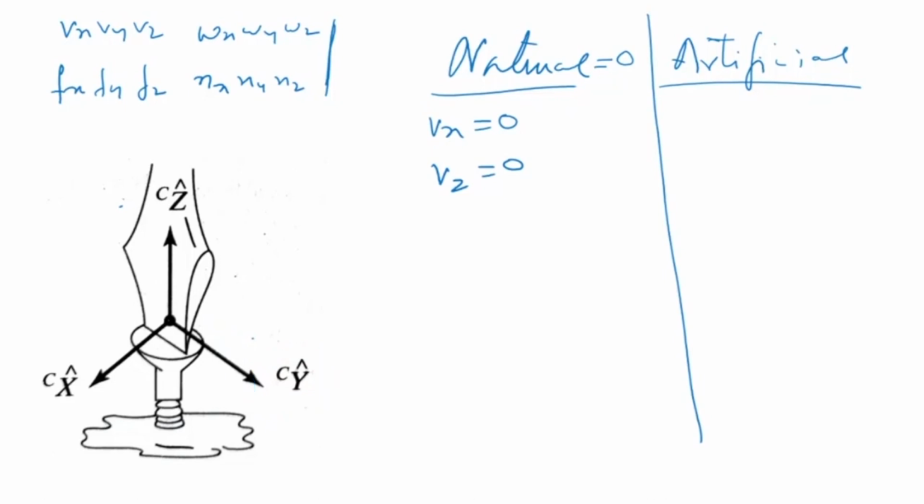So Vx, Vy becomes 0. Now omega x is equal to 0 and omega y is equal to 0. So you cannot have an angular velocity in that direction. Similarly, you cannot have an angular velocity in that direction, but you can have an angular velocity about the z-axis. Please note that, right? Now, in terms of Fy is equal to 0 and Nz is equal to 0.